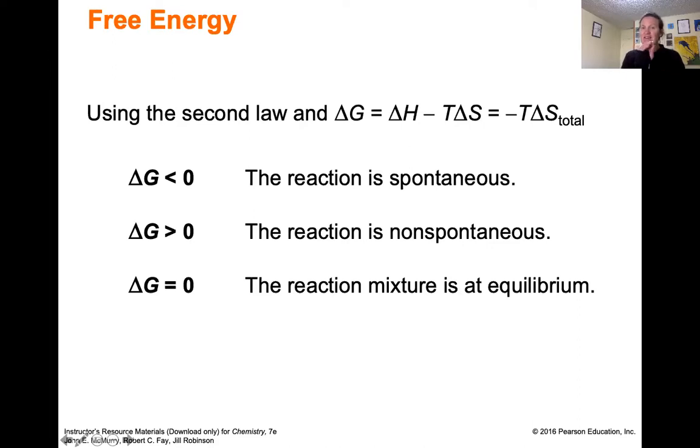So that's exactly the same criteria as saying delta S total is positive, spontaneous; delta S total is negative, non-spontaneous; delta S total is 0, equilibrium. So when we use Gibbs free energy, we're really just using the second law of thermodynamics.